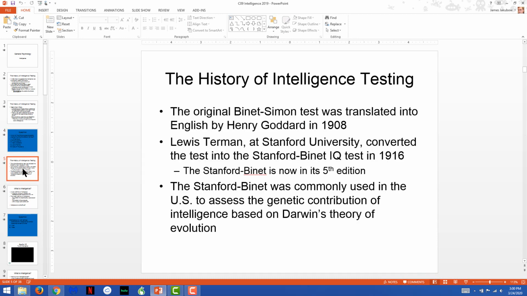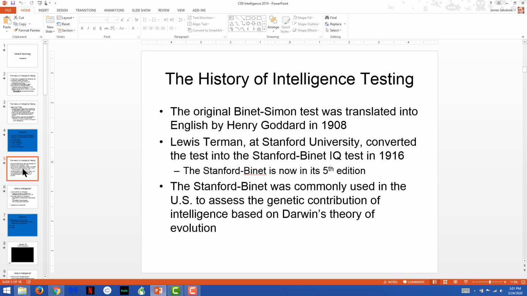Now, the test that Binet and Simon create is written in French, which should make sense because they are in France. And in early international conferences on psychology, the test becomes widely known and gets taken by other individuals that are at the conferences back to their home countries and then translated.